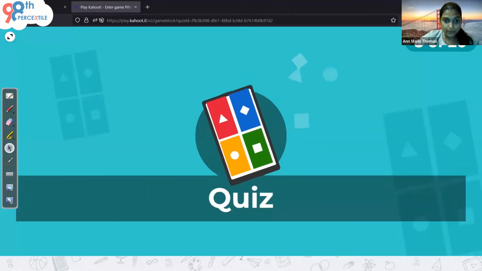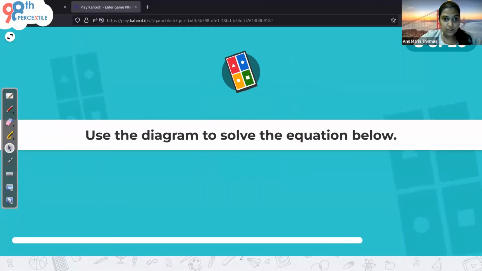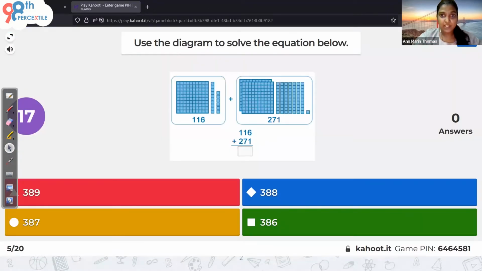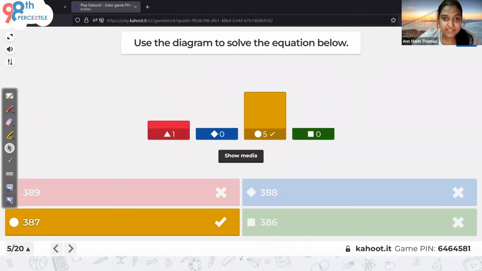Here we go. Use the diagram to solve the equation below. Yes. I get you have 5 seconds left. So the question was 116. I see one person made a mistake in addition. No problem. We will revise.